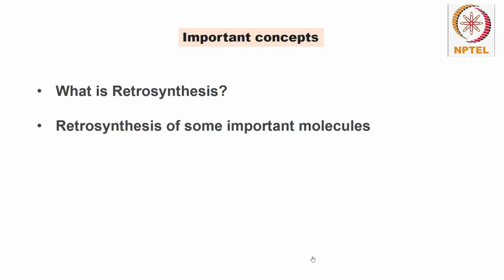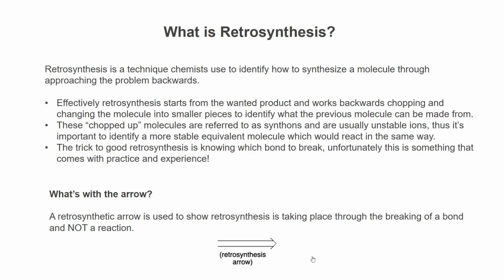Today's topic: first, in one slide I will discuss what retrosynthesis is, and then we will start retrosynthesis of some important molecules. So what is retrosynthesis? Retrosynthesis is a technique which chemists use to identify how to synthesize a molecule by approaching the problem backwards. If some compound is given, retrosynthesis is a process to predict the pathway by which that molecule can be synthesized.